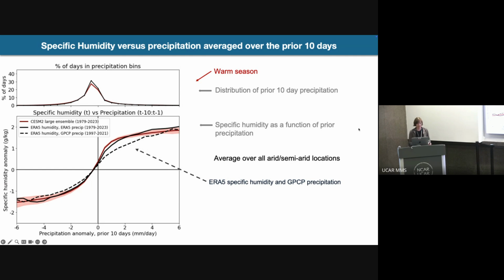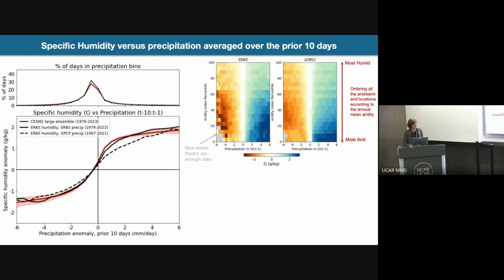That changes the structure of the curve a little bit, but not, I think, in the sense that it makes it look like reality is more water limited. So we do seem to have a very similar way in which near surface humidity falls off as a function of how dry it's been. This is averaged over all of the arid and semi-arid regions.